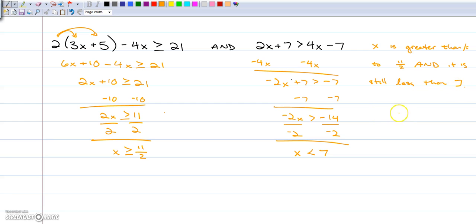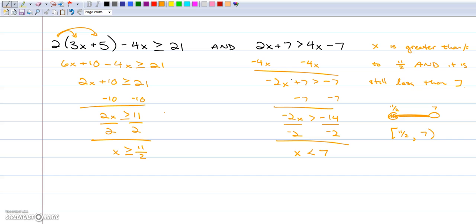So what does that look like on a number line? That looks like a closed circle at 11 halves, an open circle at 7, and a connection between them. Bracket 11 halves, comma 7, parenthesis, done. So an AND problem says that I need to find what they have in common. These are the numbers in between 11 halves and 7 that will satisfy both equations at the same time. It's not pick and choose. It has to work in both situations.